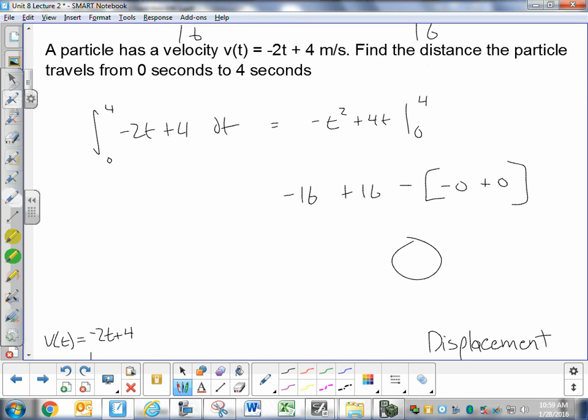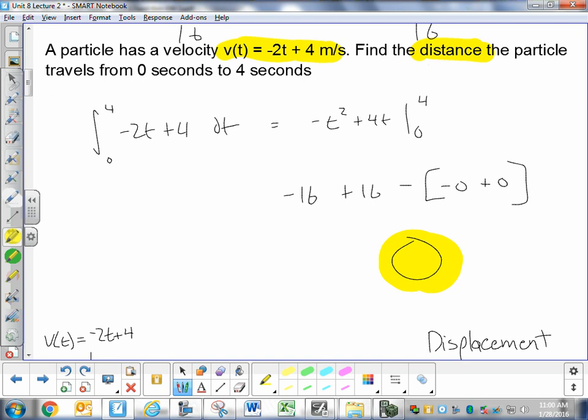Okay? Did I answer the question? Is the distance of this particle with a velocity of negative 2t plus 4 going to be 0? No, right? Because the distance is always positive. Distance is only 0 when what, Mr. Mayor? We don't move. Are we moving? Yes, we have velocity. It's not going to be 0 all the time.